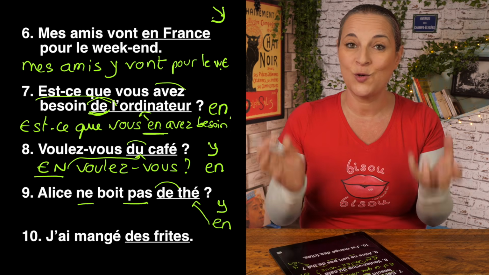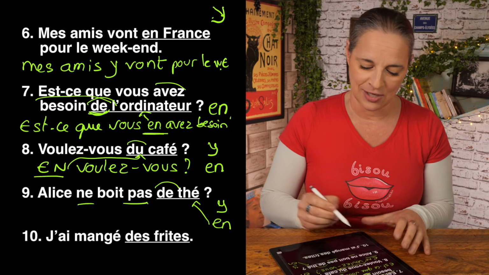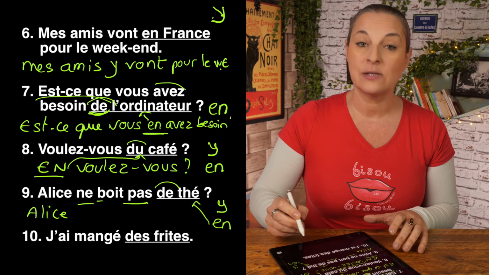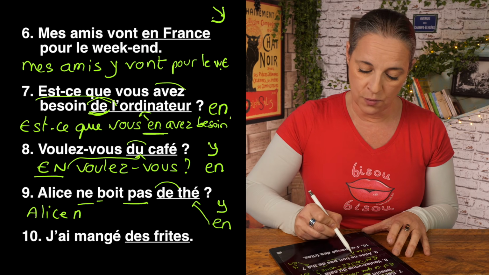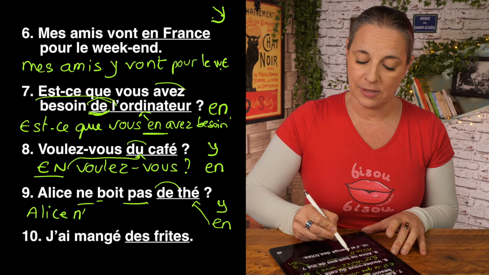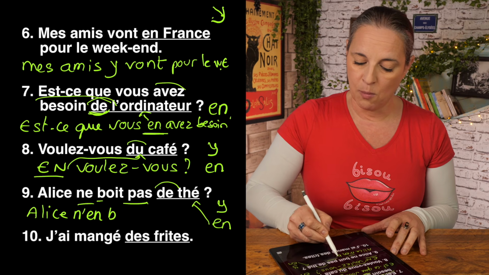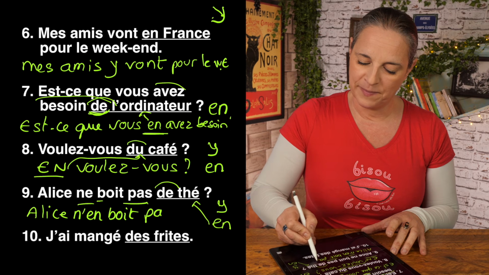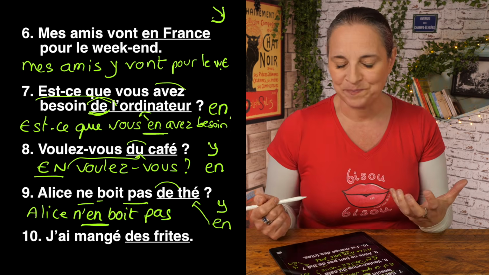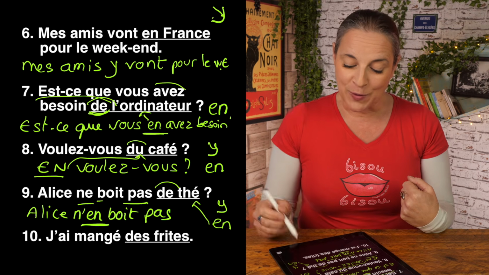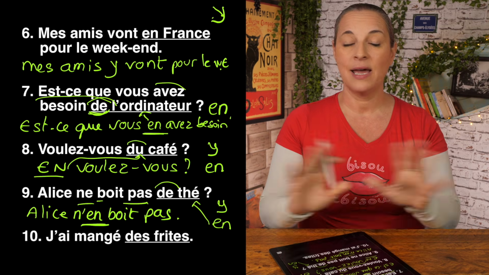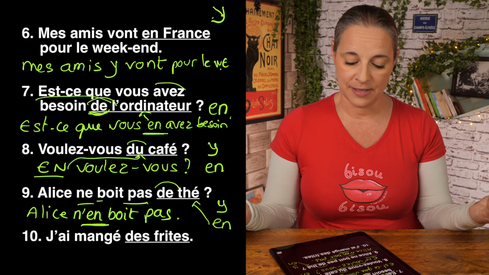But where do we put it in the negation? Alice, and you spot the verb, it's here. So it's going to be before ne. And because ne has an e, we drop the e, we put an apostrophe. N'en boit pas. And here it is. Alice n'en boit pas. Okay? So we are nearly there. Alice n'en boit pas. So Alice does not drink any. That's what it means, in effect.